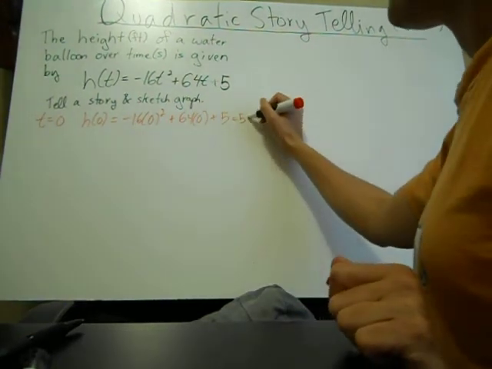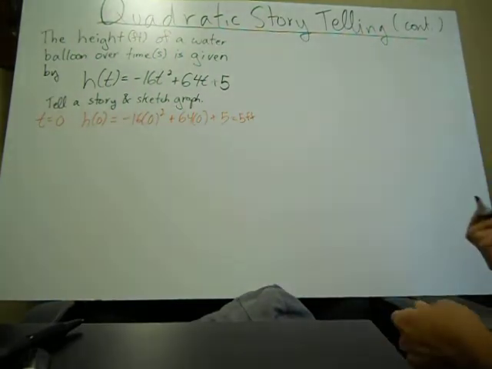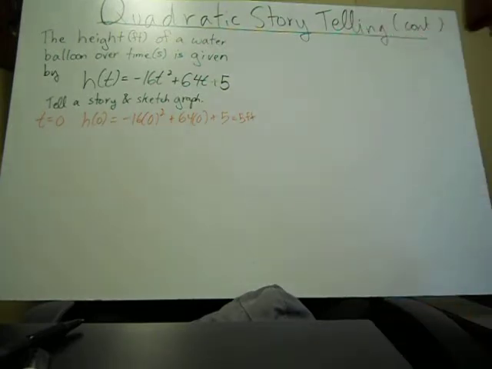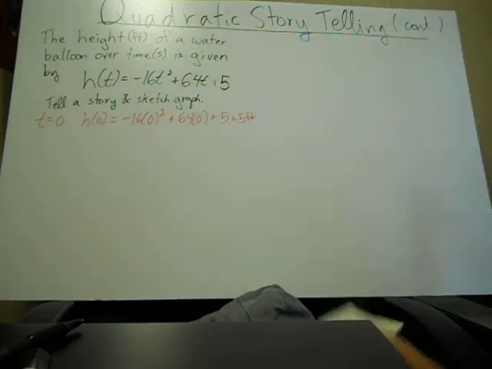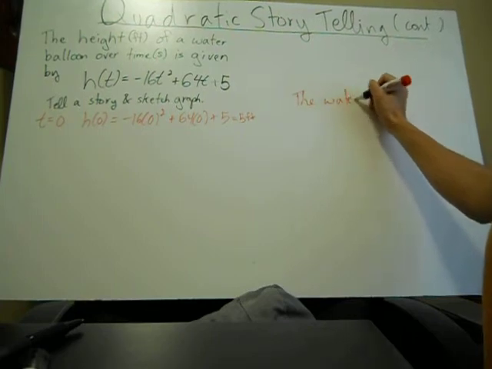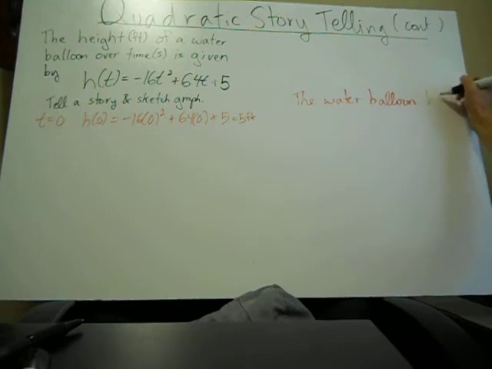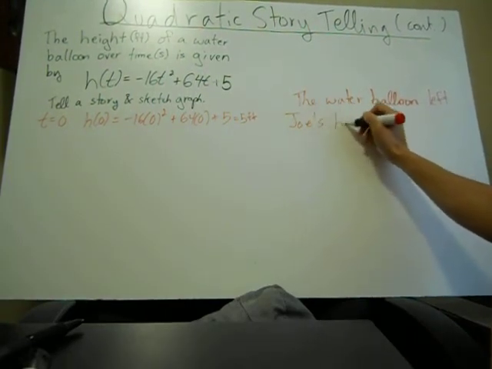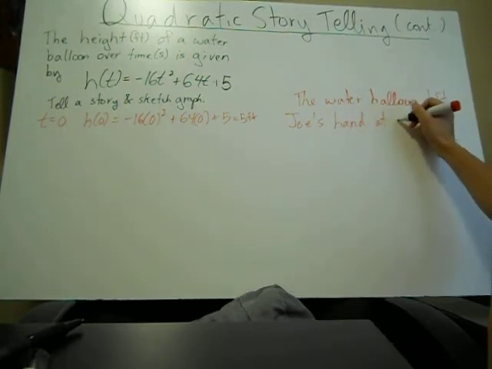So after 0 seconds, the water balloon is at 5 feet. That makes sense, because if you're a person tossing an underhand toss, it would leave the ground, or be pushed into the air, around 5 feet. So the story: let's say it left Joe's hand at a height of 5 feet.